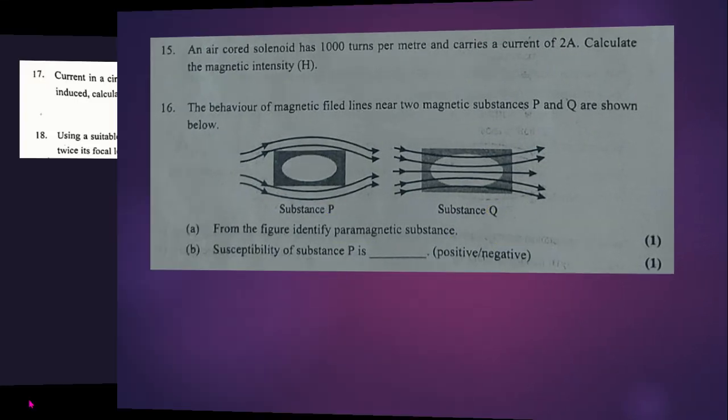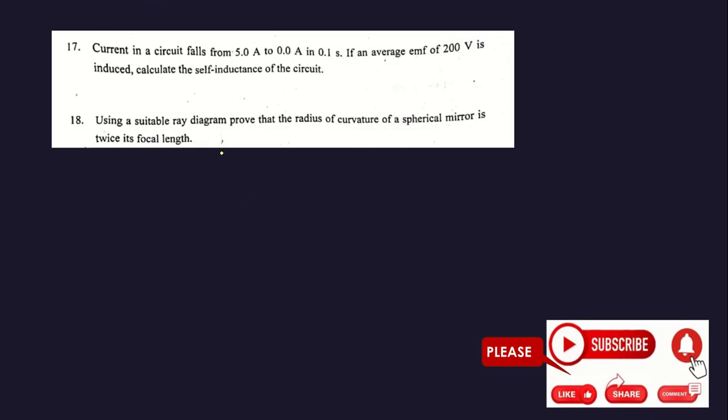So we can move to the question number 17. Current in a circuit falls from 5 ampere. So I1 is given as 5 ampere, that falls to I2, which is equal to 0 ampere in a time interval of 0.1 second. If an average EMF of 200 volt is induced, calculate the self-inductance of the circuit.